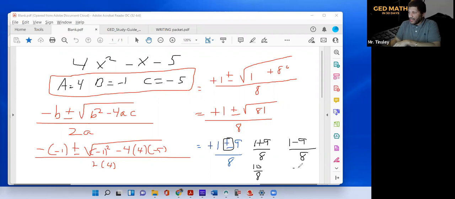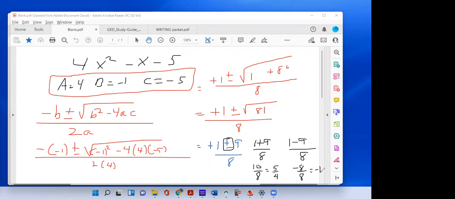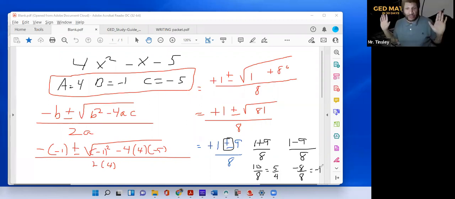1 minus 9 is -8 over 8. 10 over 8 reduces to 5 over 4. And -8 over 8 reduces to -1. So we still got the same answers.